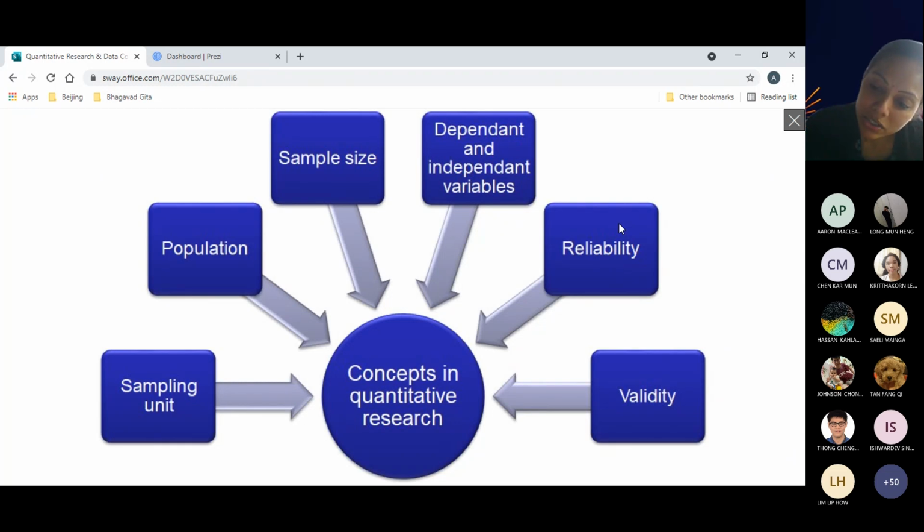So now let me ask you something. I want to do an experiment. I want to see whether plants need sunlight or not. That's my experiment. I want to know whether plants need sunlight. So I have plant A, plant B. How do I ensure reliability in this experiment? That's my question.